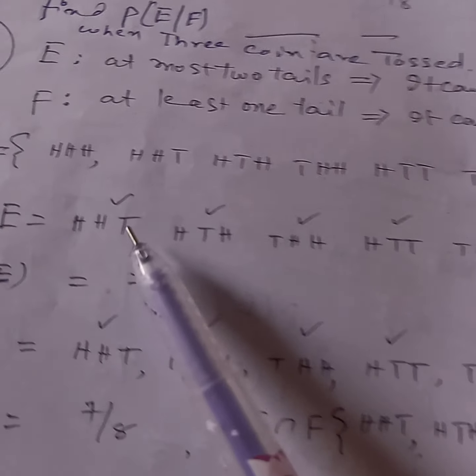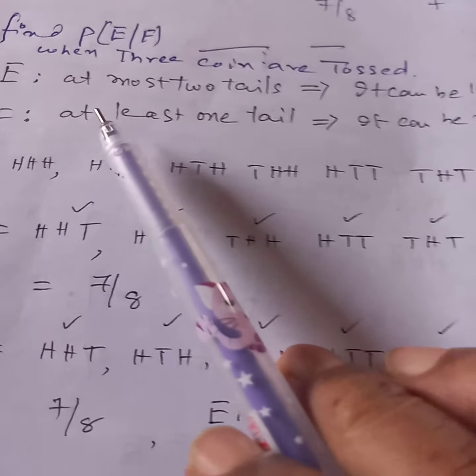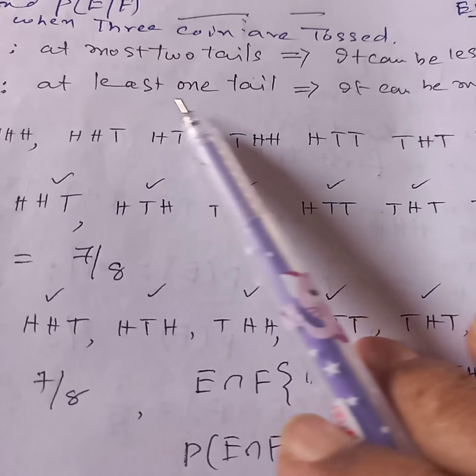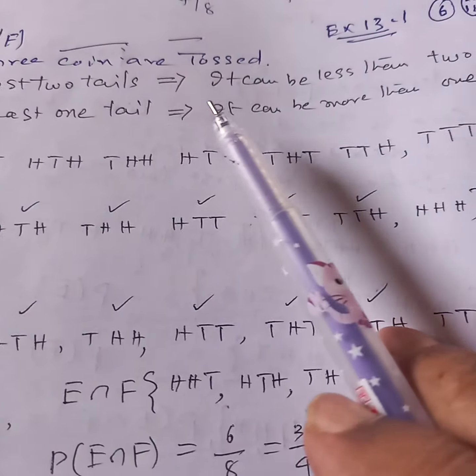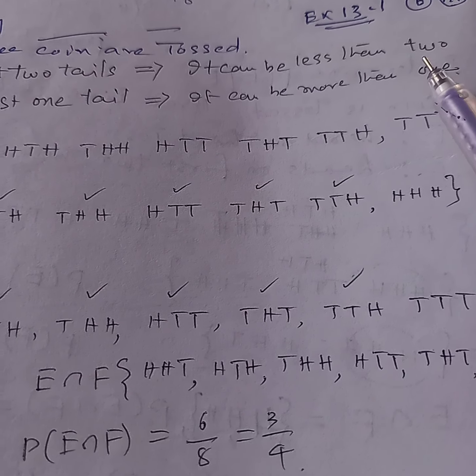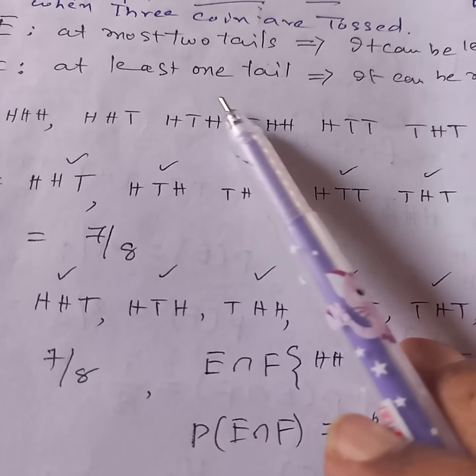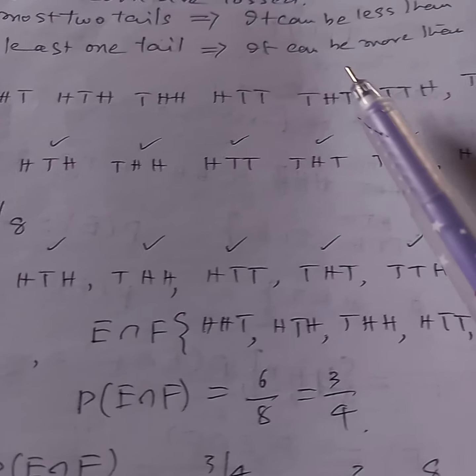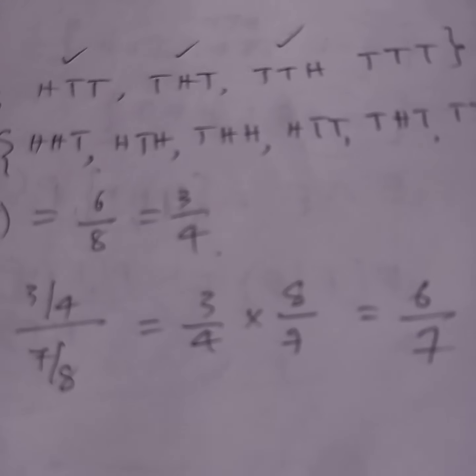The only important thing is you must know the meaning of at most 2 tails and at least 1 tail. At most means it can be less than 2 also. At least 1 tail means it can be more than 1 also. So in that way we have to collect elements under E and F. I hope you have followed the problem. Thank you.